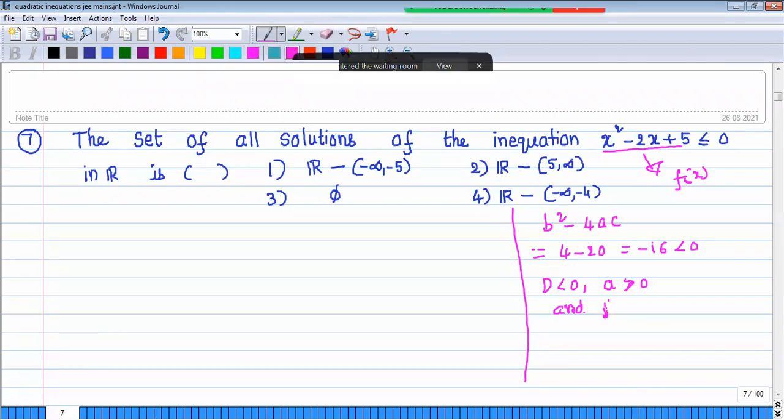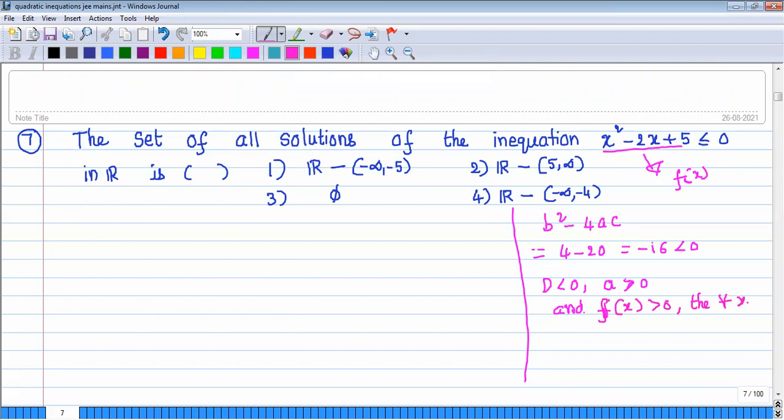Okay, and f of x is here actually less than or equal to 0. Suppose it is greater than 0, then for all x belongs to R, the solution is x belongs to R. But here what is given? D is less than 0, coefficient of x square is greater than 0, and the sign of the expression f of x is less than or equal to 0. So less than or equal to 0 means it has no solution. X is equal to pi. So third option is the right option.